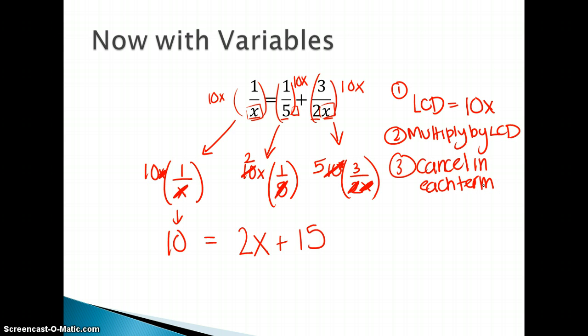Turns it into a much nicer problem. This is now a 2-step equation. Subtract 15 from both sides. Negative 5 equals 2x. Divide by 2, so x has to be negative 2.5. It makes it into a much easier problem.